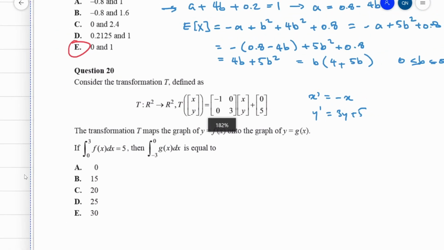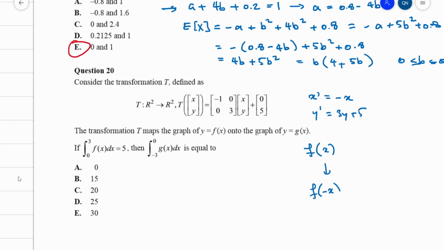So how do we do that? Well, first of all, we're starting with f of x, and we're applying a reflection in the y-axis. So that means f of x gets turned into f of negative x. We're replacing x with negative x. And then y' turns into 3y plus 5. So we have a dilation from the x-axis by a factor of 3, and then we translate up by 5. So we have a plus 5 here. Okay, so this is g, because that's what happens when you transform f, you get g.